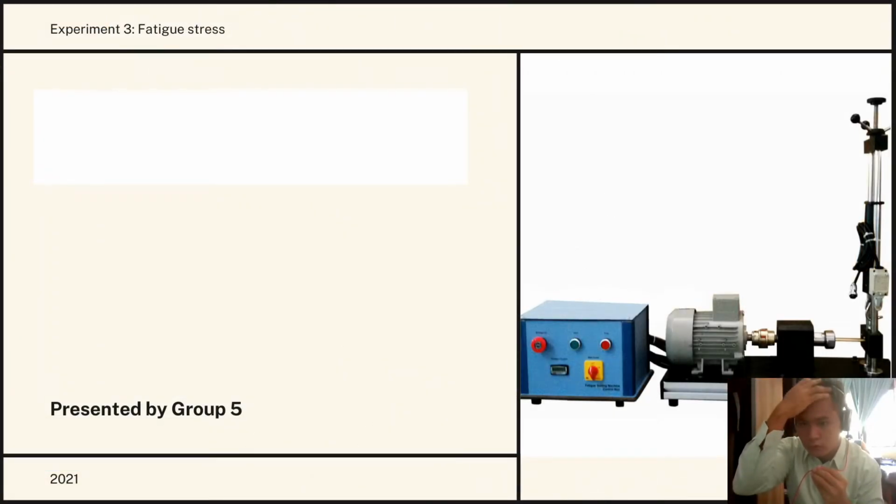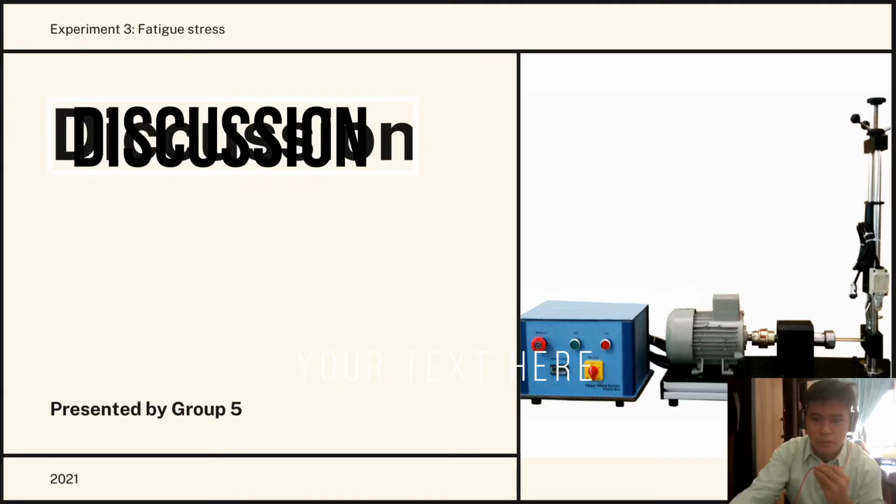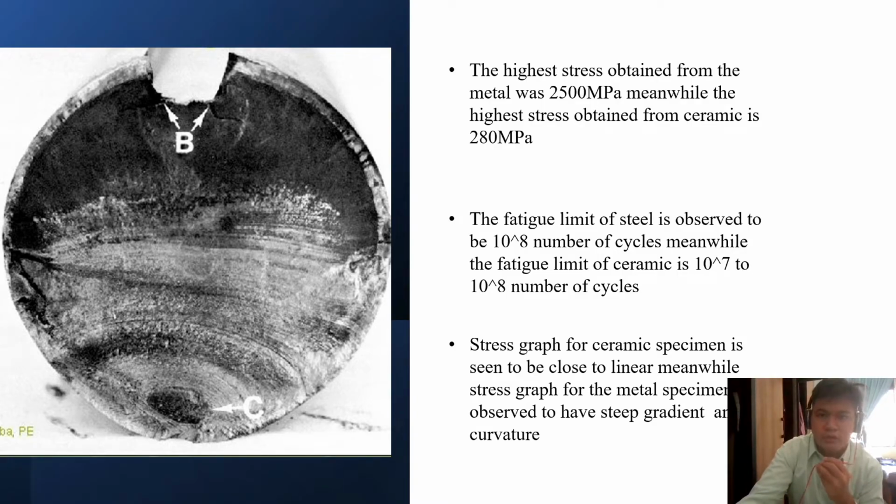Hello, today I'll be following up my group member. I will do the discussion and conclusion for our experiment 3, fatigue stress. The highest stress obtained from the metal was 2,500 megapascal. Meanwhile, the highest stress obtained for the ceramic is 280 megapascal.